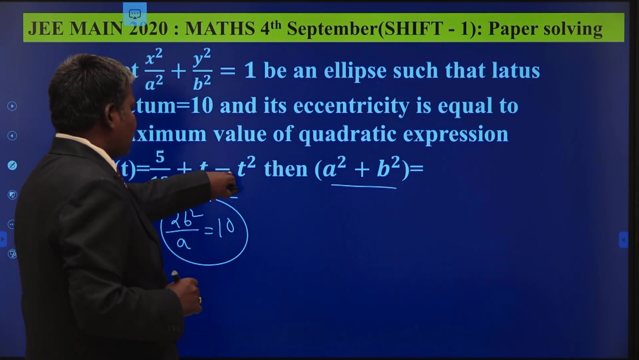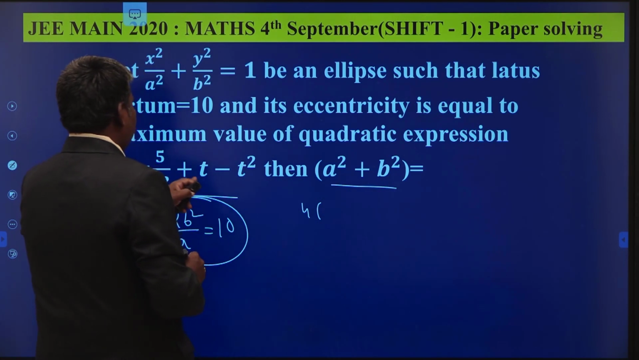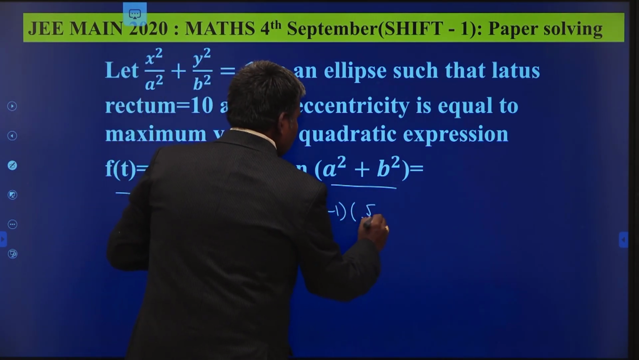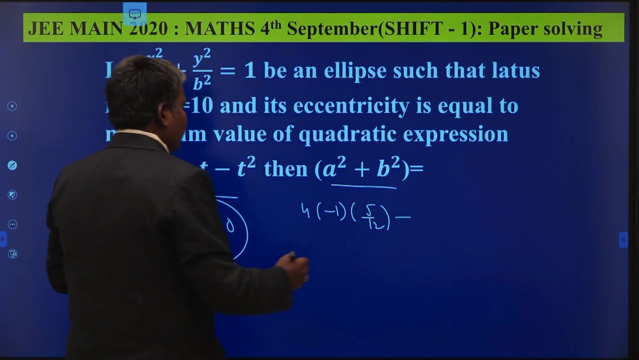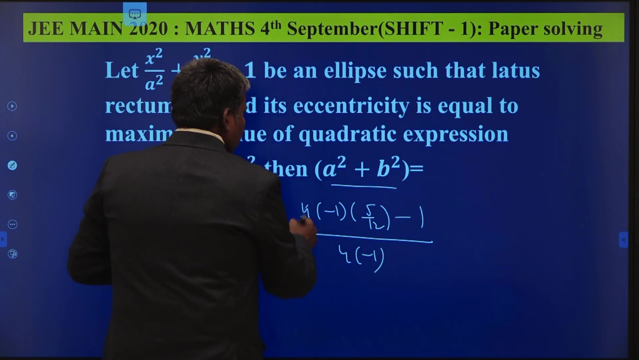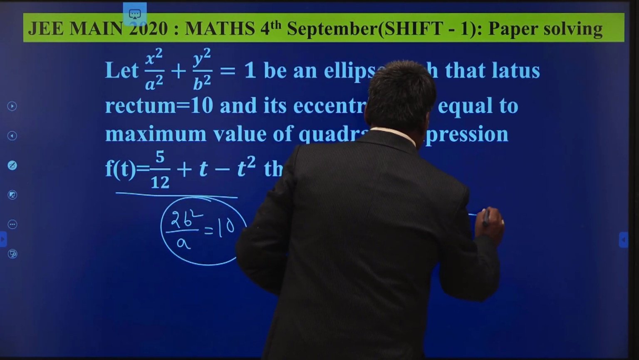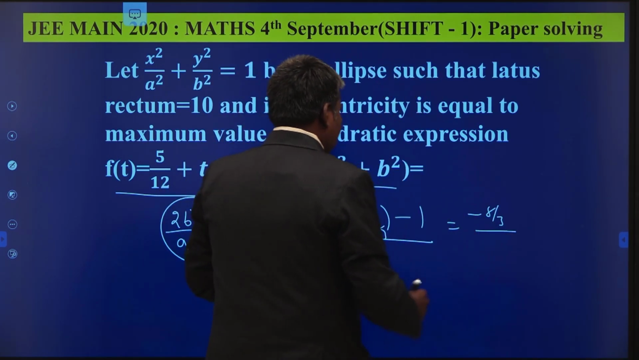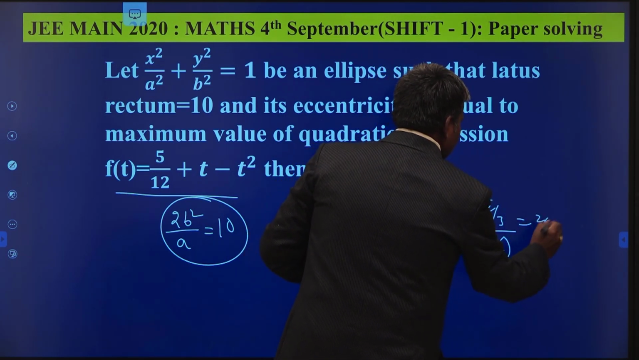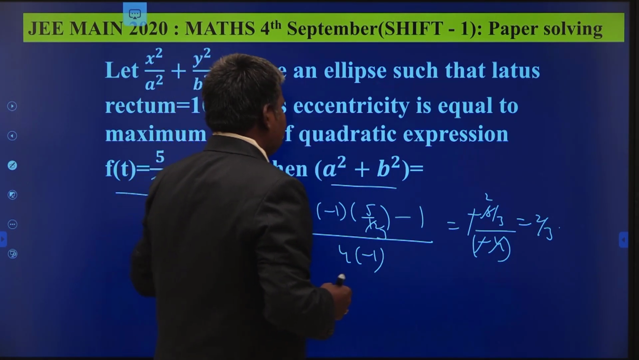This is a quadratic expression for a less than 0. What is the maximum value? 4ac minus b square by 4a. What is your a? Minus 1. c is 5 by 12, minus b square, that is 1. 4a, 4 into minus 1. Minus 5 by 3 minus 1, that is minus 8 by 3 by minus 4. Minus minus gets cancelled, it is 2 by 3. What is its maximum value? Eccentricity. Its eccentricity is equal to 2 by 3.